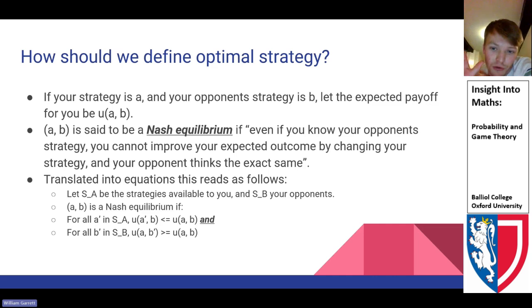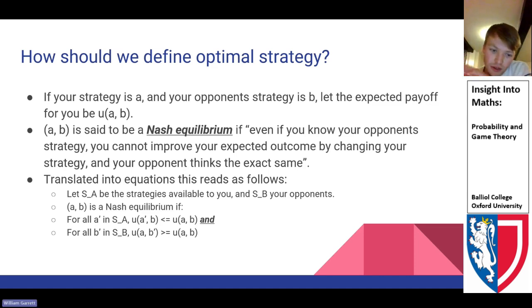So then U of these two strategies is my expected profit, or my expected number of wins minus my expected number of losses. And we say that it's a Nash equilibrium if changing A and keeping B fixed decreases what I expect to win, i.e., I don't win more by changing my strategy. And also that my opponent thinks the exact same thing. So changing B while keeping my strategy fixed means that my opponent will score less. Is everybody happy with that definition?